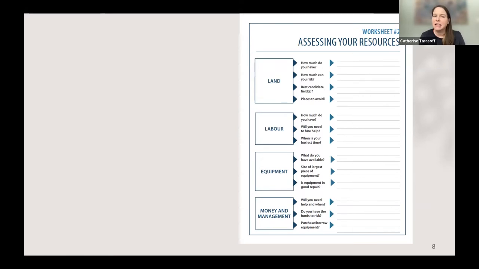The next one is labor, and this is important. This may or may not be an issue for people, but depending on how big of a project you're doing, you do have to think about if you're going to need to hire help, and if your project is going to come at a crunch time, like you're trying to do this project right at the same time as calving is happening, or some other really critical period. So Mike, is your project conflicting with anything else that's going on?